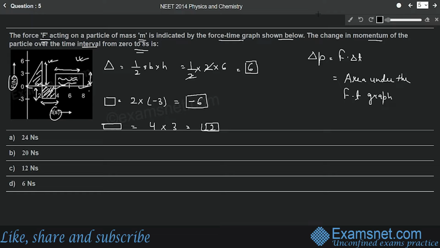So what will be the total area under the graph? It will be the area of the triangle, that is 6, plus area of the smaller rectangle, that means minus 6, plus area of the bigger rectangle, that is 12. So 6 and minus 6 will be cancelled, and what will be left? 12. And the unit will be Newton second, because force into time. So the unit of force will be Newton and that of time will be second. So this will be the answer. Okay, 12 Newton second. That means option C will be the correct answer.